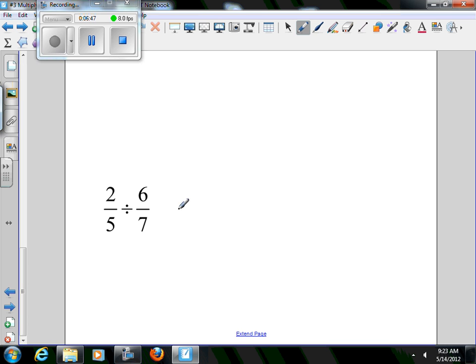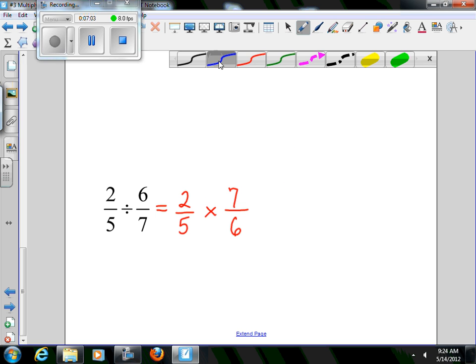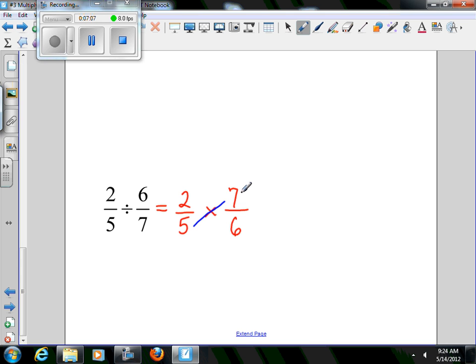Let's move on to the next problem. 2/5 divided by 6/7. We keep the first fraction and take the reciprocal of the second fraction, which becomes 7/6. The division sign becomes multiplication. Let's see if we can cancel anything. The only number that would go into both 5 and 7 is 1. If we divided each by 1, we'd still get the same numbers back. So let's just circle the 5 and the 7.